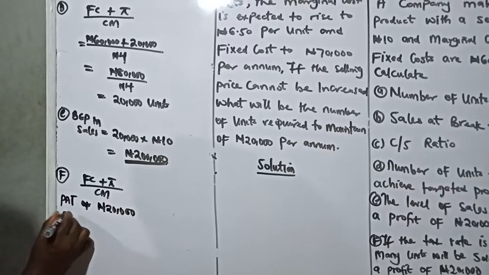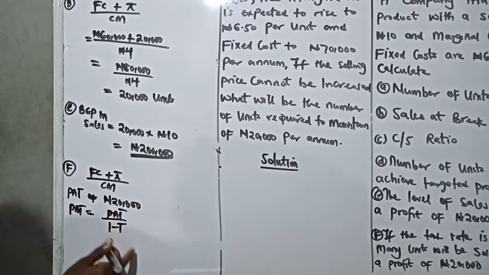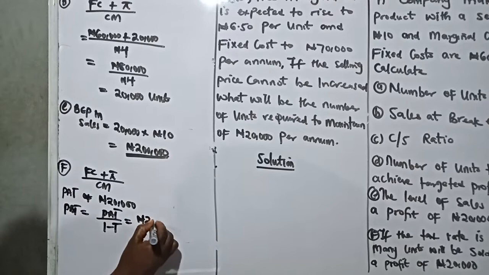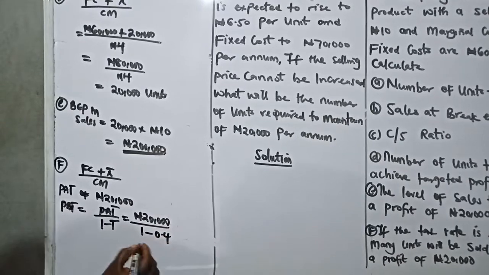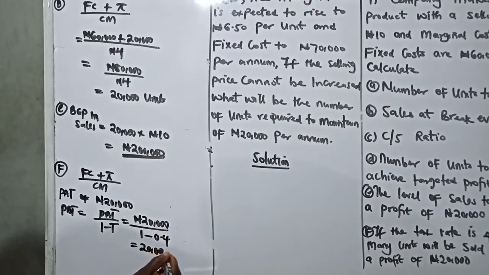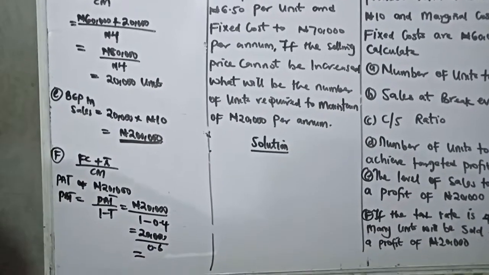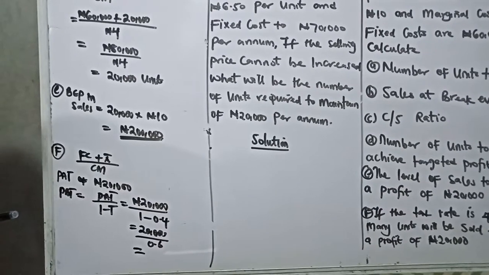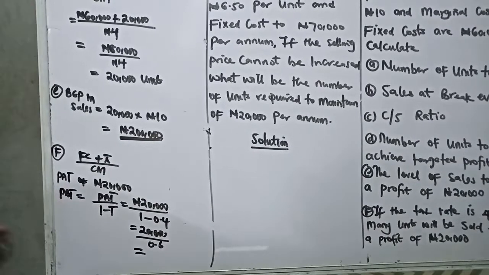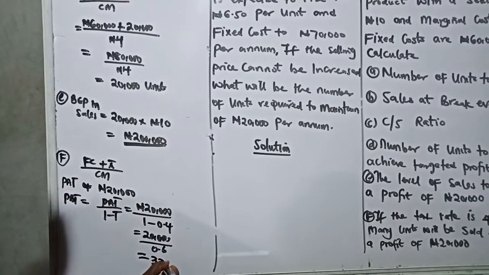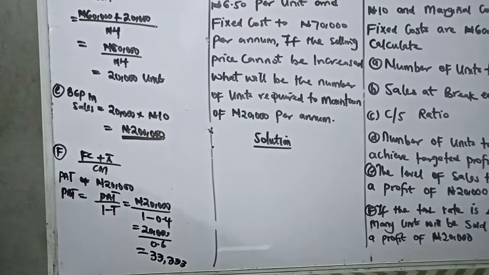You now say, okay, profit before tax equals PAT over 1 minus T, which is the tax rate. So that gives me 20,000 divided by 1 minus 0.4, so 20,000 divided by 0.6. That gives me 33,333. So this is my profit before tax.